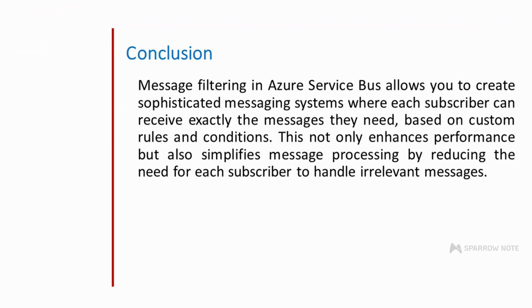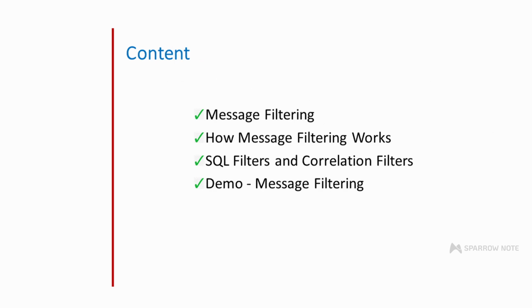Message filtering in Azure Service Bus allows you to create sophisticated messaging systems where each subscriber can receive exactly the message they need based on custom rules and conditions. This not only enhances performance but also simplifies message processing by reducing the need for each subscriber to handle irrelevant messages. In this session, we covered what message filtering is, how message filters work, what the different types of filters are, and finally, we did a simple demo.